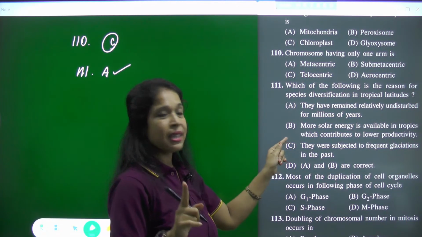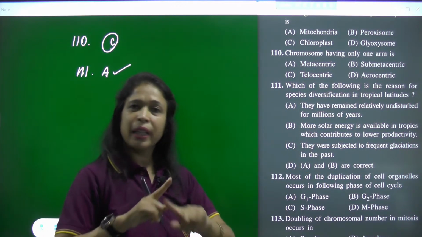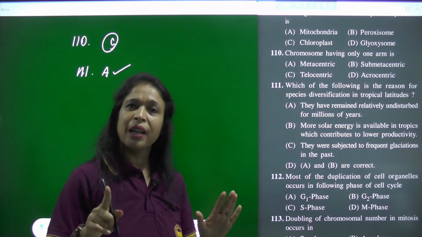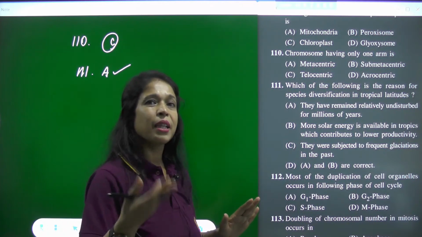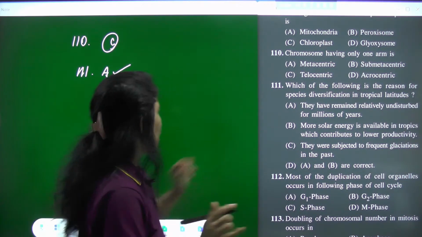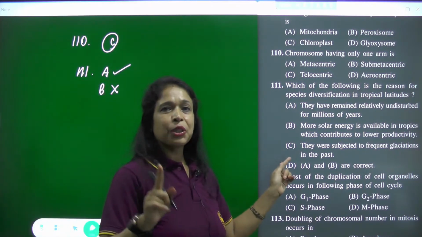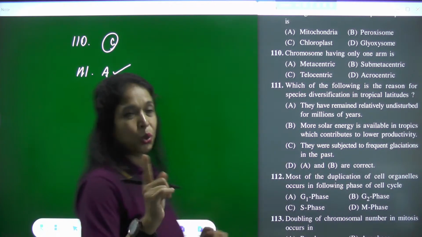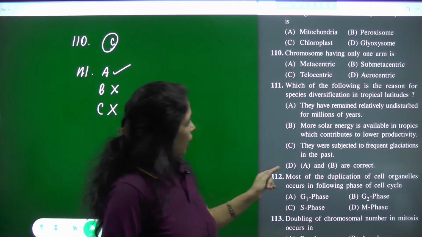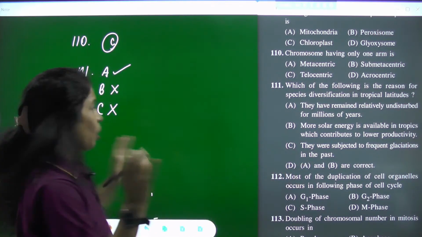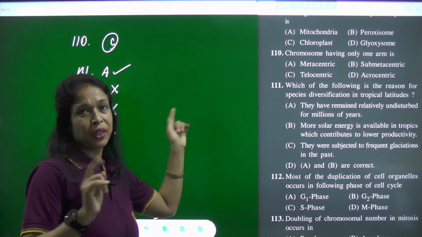More solar energy is available, correct, in the tropics, which contributes to lower productivity? No. More solar energy is available in the tropical area, so it will increase the productivity, not lower it. So the second option is not correct. They were subjected to frequent glaciations in the past. No, tropical areas remain undisturbed. A and B are correct? B is not correct, already you have seen. So what will be the answer? That is the first option.